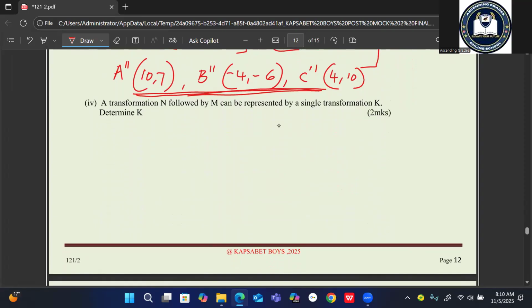A transformation N followed by M can be represented by a single transformation K. Determine K. So N followed by M is MN. So we have to multiply M by N.